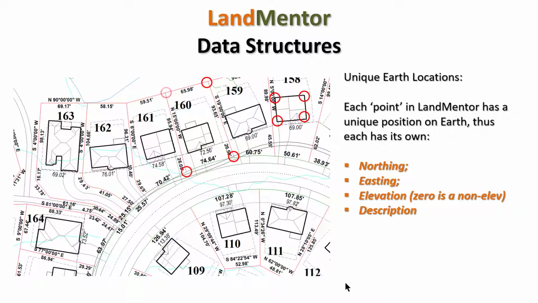Everything is a unique location on the planet. So if you're using state plane coordinates, every point is a unique position on the Earth. If you're using assumed coordinates, well, it's a unique position on your screen. But each point has a northing, easting, and elevation. 0 is a non-elevation. So if you did something at sea level, you'd have to trick it and go like 0.01 as an elevation.